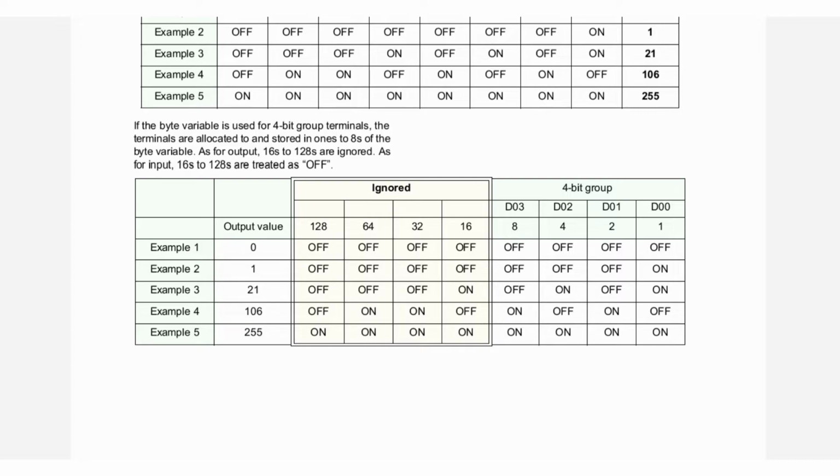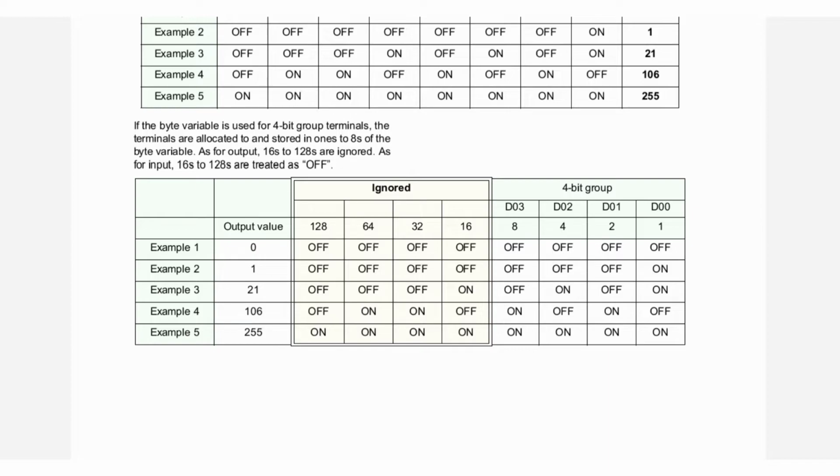Example 1: output value 0. 128, 64, 32, 16, D03, D02, D01, D00 are all off. That means all are off. Example 2: output value 1, ignored states are off, except D00, all are off. Example 3: output value 21, ignored except 16 are all off. Here D02 and D00 are on.